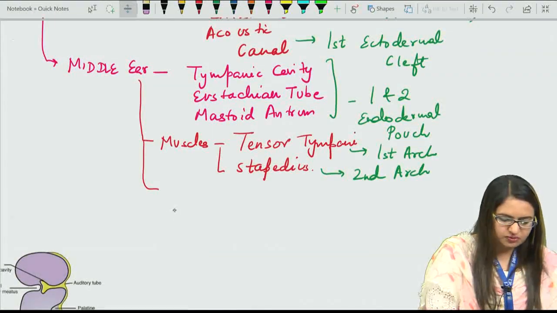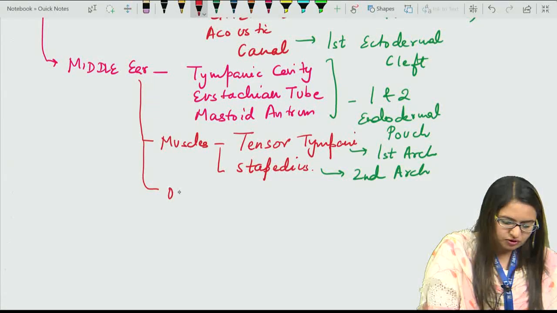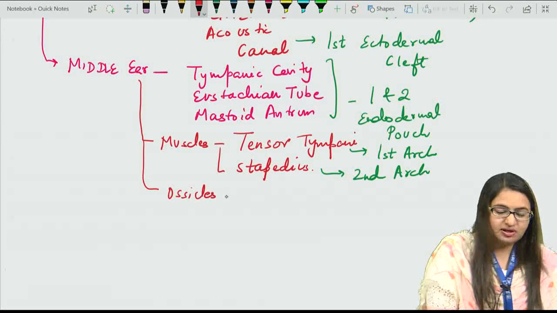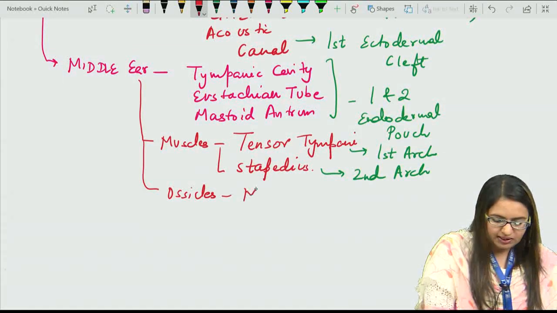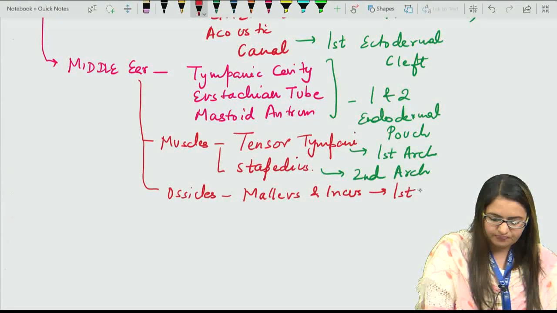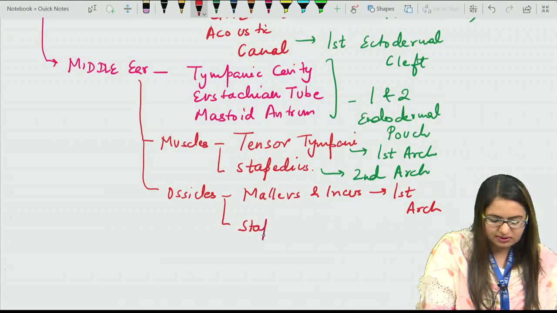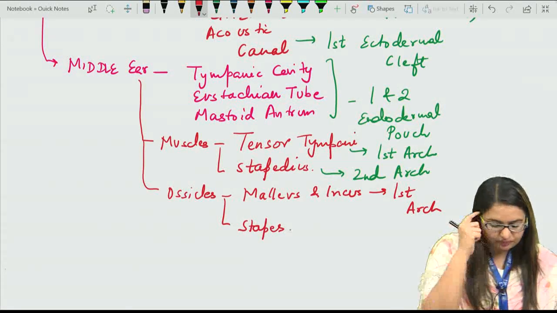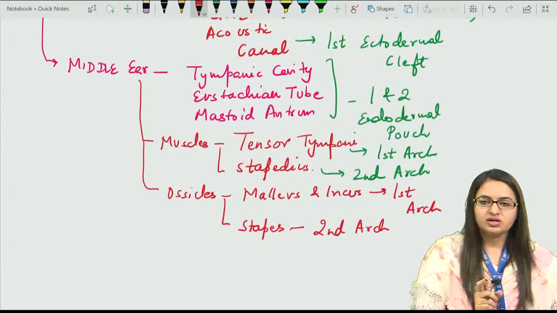Now the rest of the components present in the middle ear consist of the ear ossicles. We have three ear ossicles: malleus, incus and stapes. The malleus and incus develop from the first arch, and the stapes develops from the second arch.